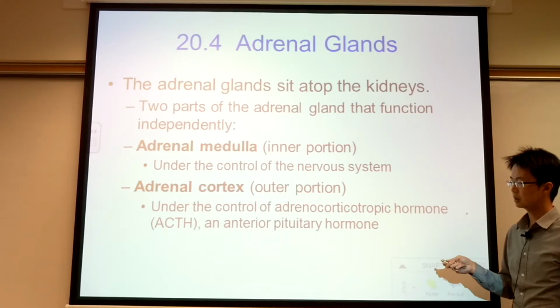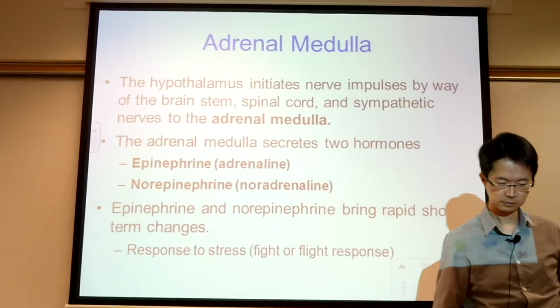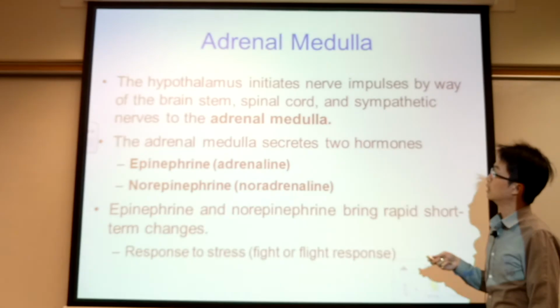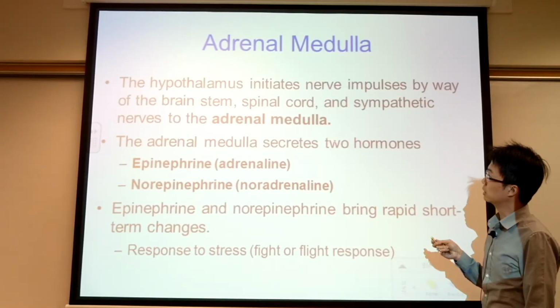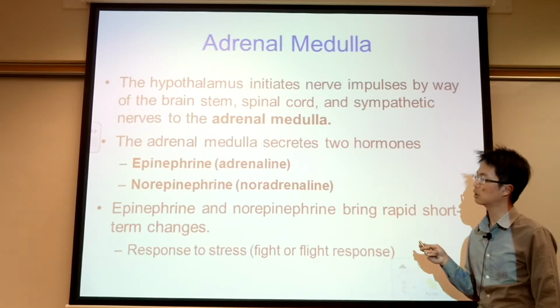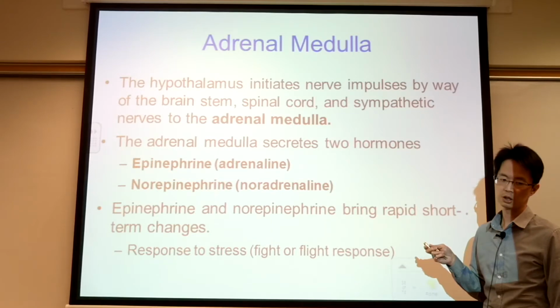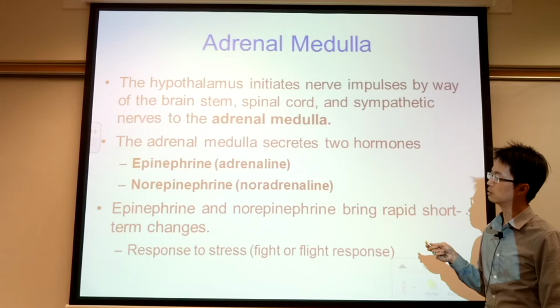Adrenal, meaning that it works on the adrenal gland. Which part of the adrenal gland? Cortex. So this ACTH is secreted by the anterior pituitary. And the hypothalamus, what does it do? It has innervation through the sympathetic nerve to go to the adrenal medulla. So the preganglionic sympathetic neuron will innervate the adrenal medulla.